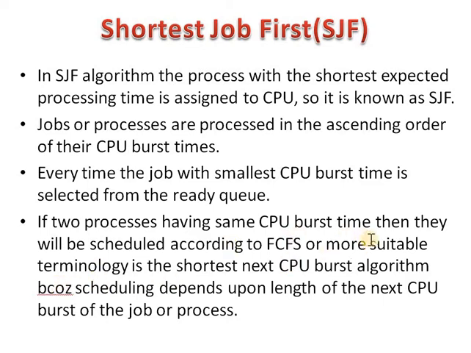A more suitable terminology is the shortest next CPU burst algorithm, because the scheduling depends upon the length of the next CPU burst of the job or the processes. In this case, if two processes have the same CPU burst time, then they will be scheduled according to either FCFS or the shortest next CPU burst algorithm.